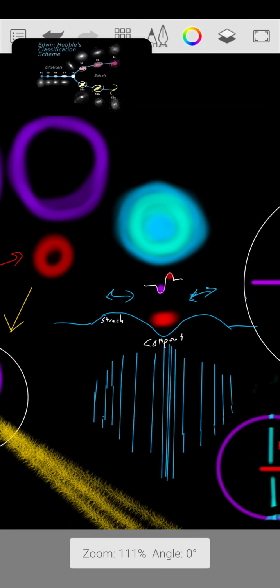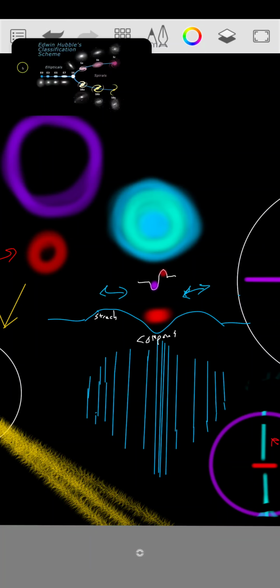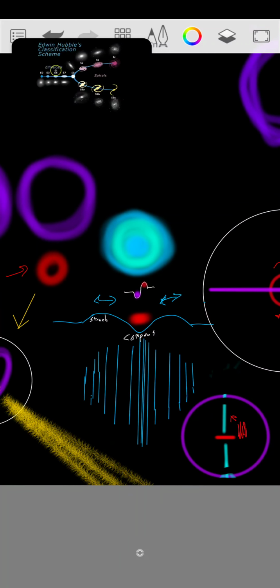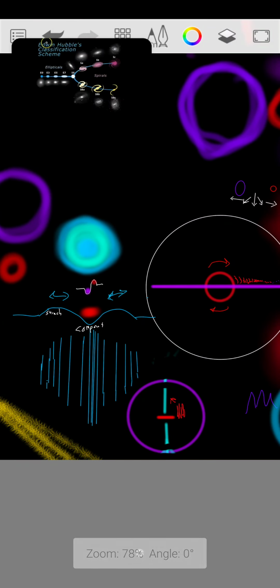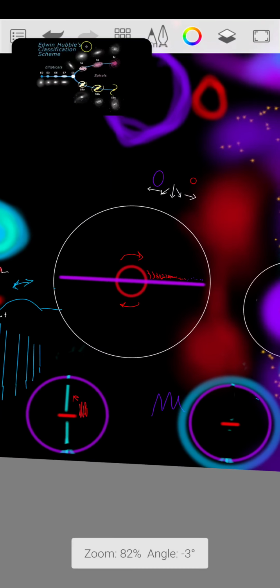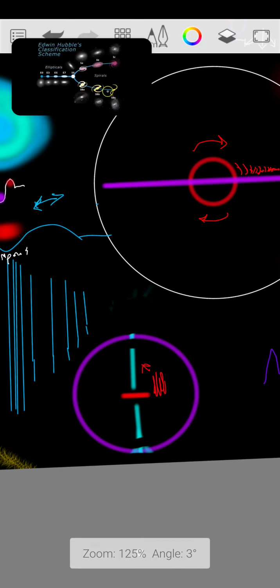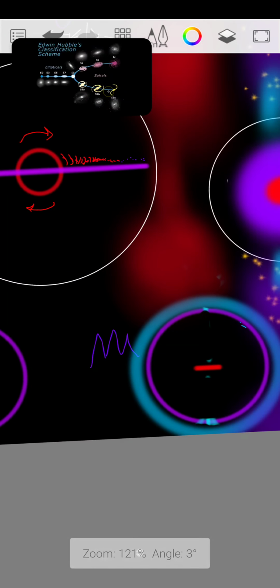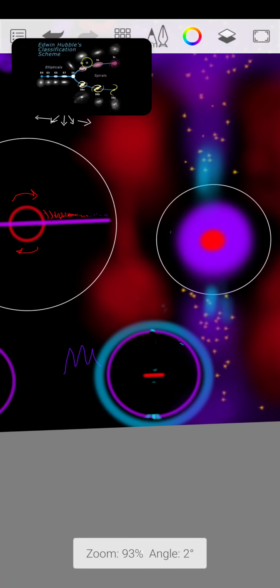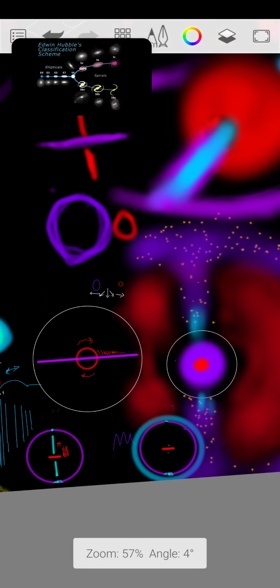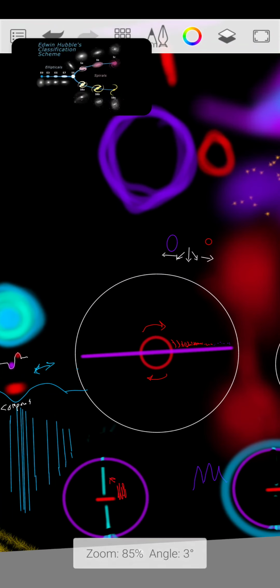However, there are variations of galaxies besides these two categories. And this is Edwin Hubble's fork diagram, as it's often referred to, because of how the spiral galaxies can branch off depending on if they have a bar within their structure or if they're a normal spiral. So let's dig into the different types of spirals and ellipticals.